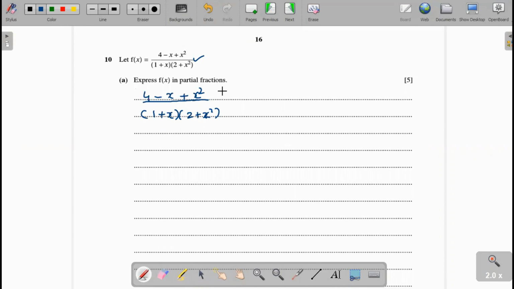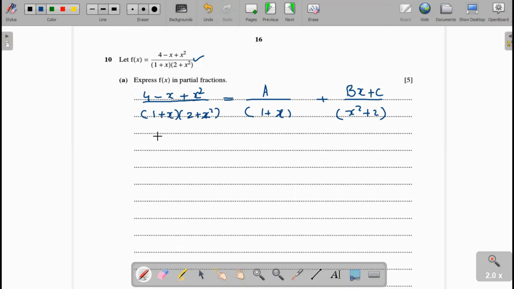Now, in partial fractions, we resolve the fraction into two or more fractions. Firstly, we see that there are two factors given in the denominator. One is linear, 1 plus x. The other is the quadratic, x square plus 2. When the denominator is linear, the numerator is taken as a constant number A. And now you see here the denominator is quadratic, therefore the numerator will be supposed as bx plus c.